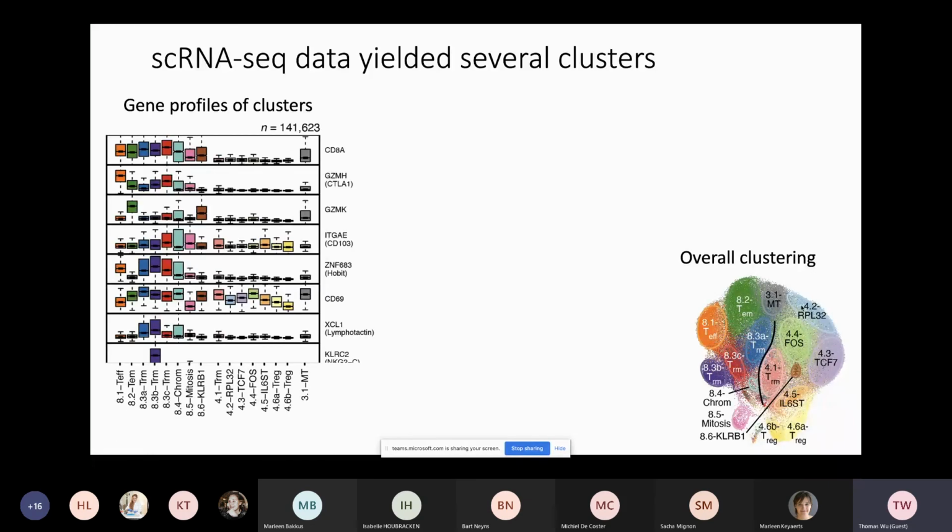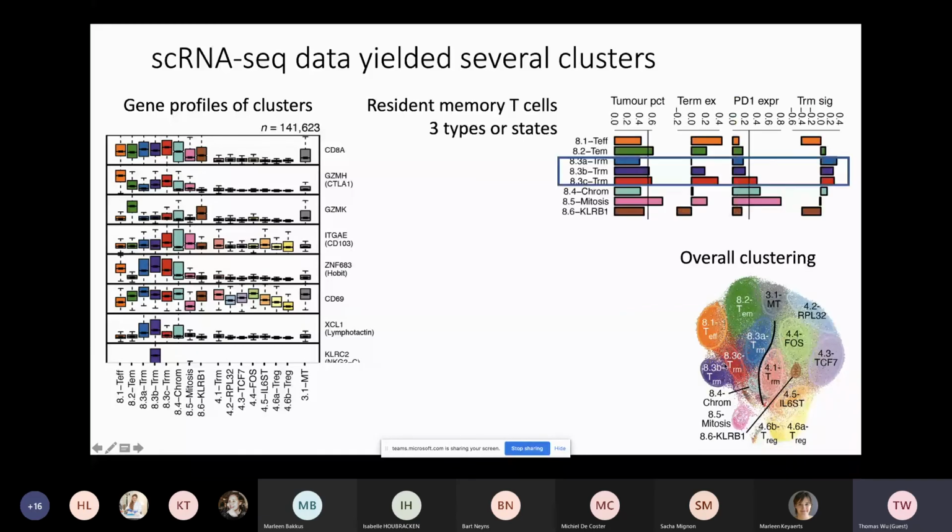But we looked at each of the clusters, and to show you the difference between the CD8 and the CD4, as you can see here by CD8, granzyme K is a good marker of these effector T cells. You can see the CD103 is a good marker of the resident memory T cells, as well as ZNF63, and that there are some differences among these different T cell receptor, these resident memory T cells.